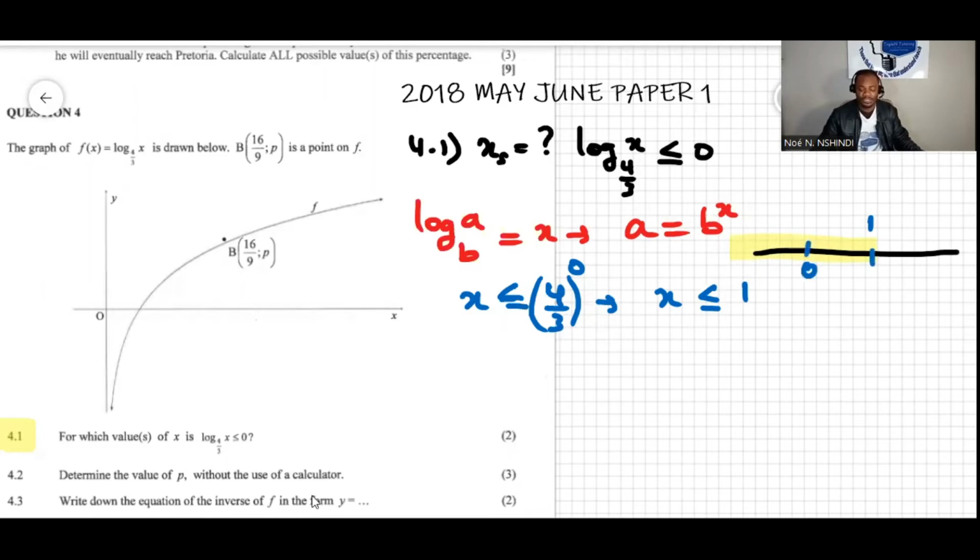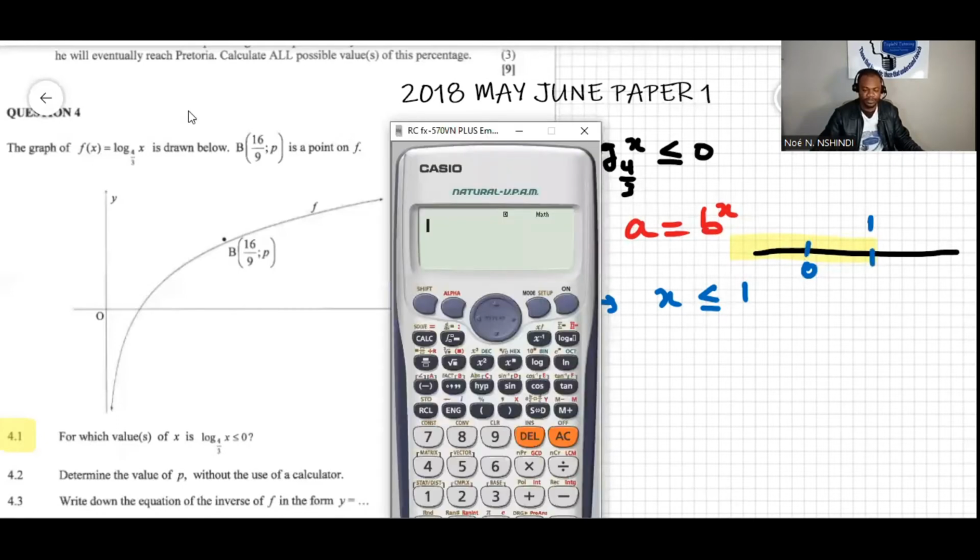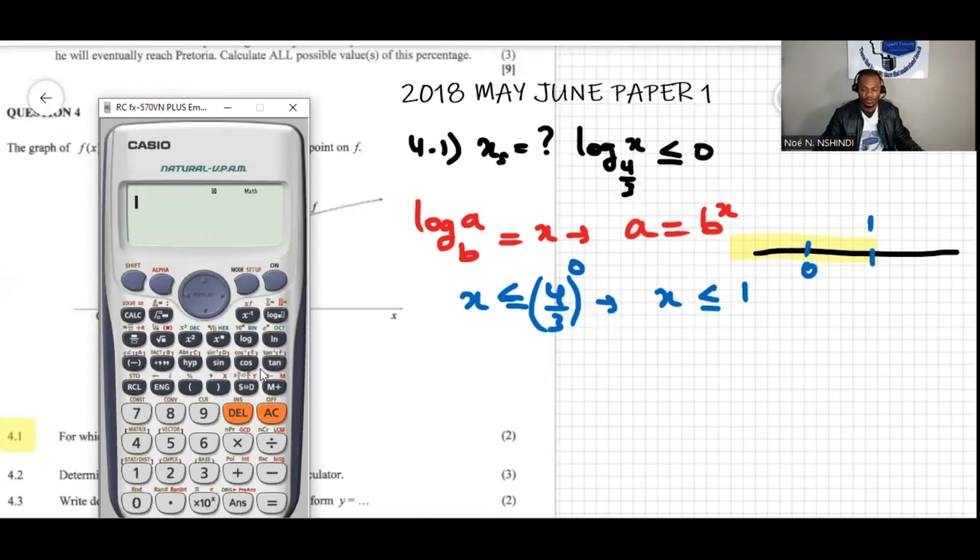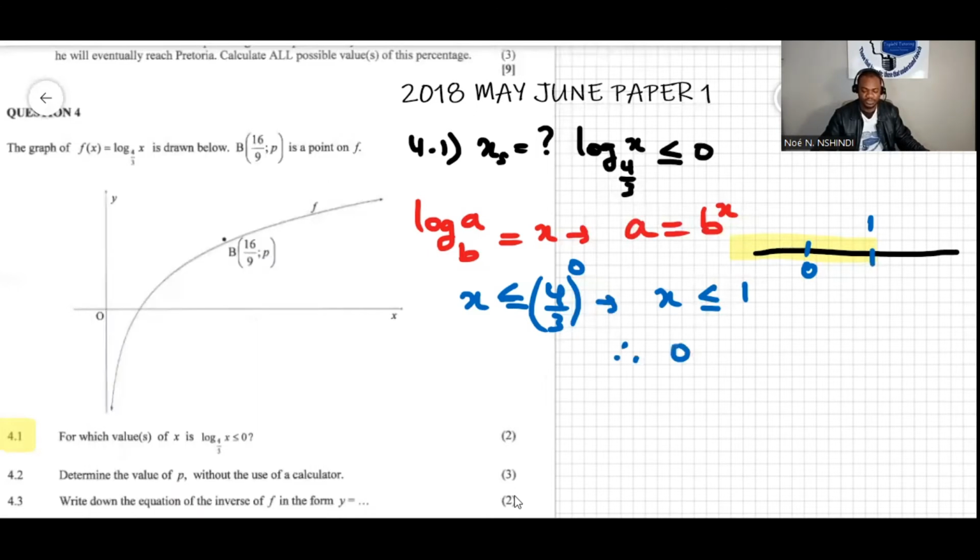But the log functions can only accept positive numbers. Now check this out. If I do, for instance, in the calculator, log of 0, this leads to a math error. So I need values that are more than 0 and lesser than or equal to 1. Therefore, the values of x will be 0 must be lesser than x, not equal, but lesser than x, and then x must be less than or equal to 1. So these are the accepted values of x.